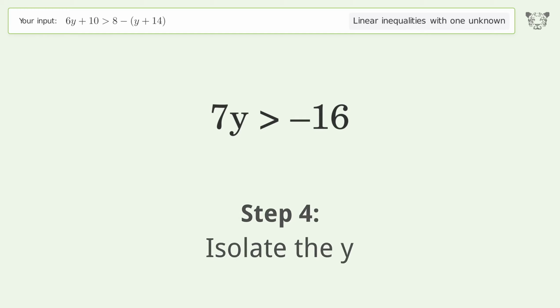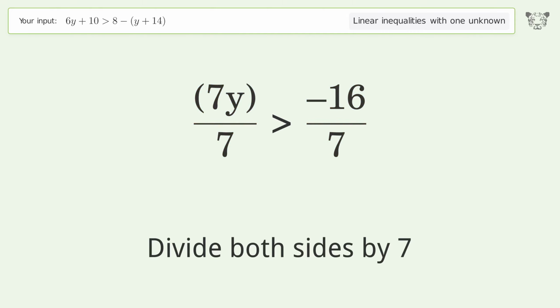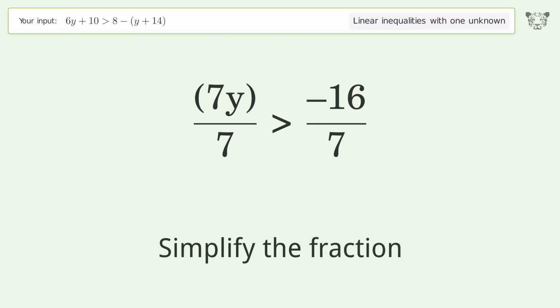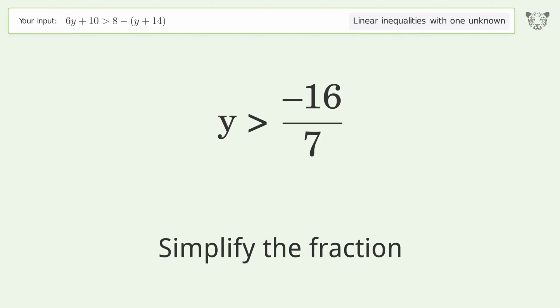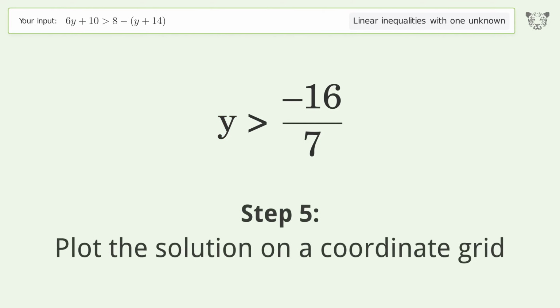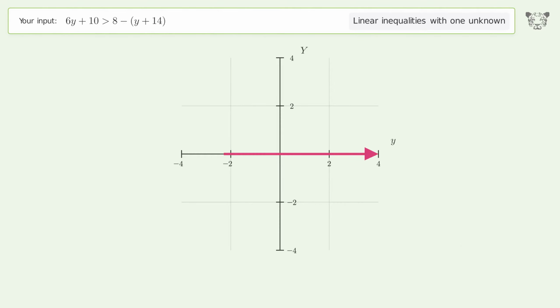Isolate the y. Divide both sides by 7. Simplify the fraction. Plot the solution on a coordinate grid. And so the final result is y greater than -16/7 greater than -22/7.